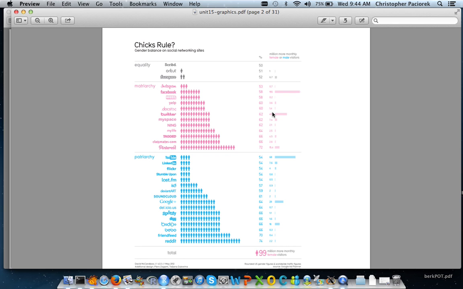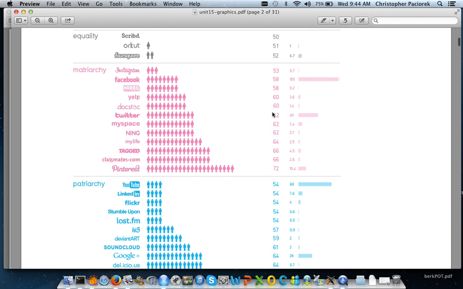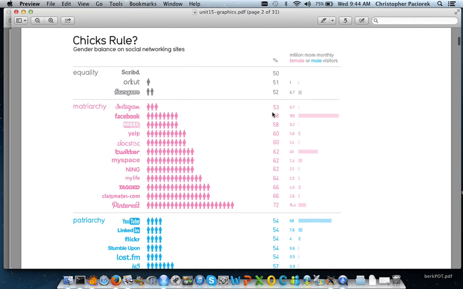So maybe we can look at it in two pieces so it's big enough to see. This is supposed to be a graphic that's saying something about the male-female split in terms of who uses different websites. Some websites tend to be more used by women, some more by men, and some are more or less equally used. It has these different websites, and then these little people that are supposed to indicate something about the proportion of men versus women. And then it has this percentage, which I think is the percentage of users.